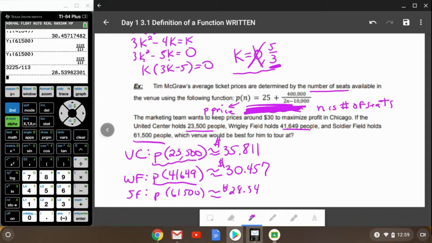So obviously, which of these venues would be the best for the tour? The one that's closest to $30. That's what they're hoping for. So we are going to say good old Wrigley Field. Go Cubs, go.